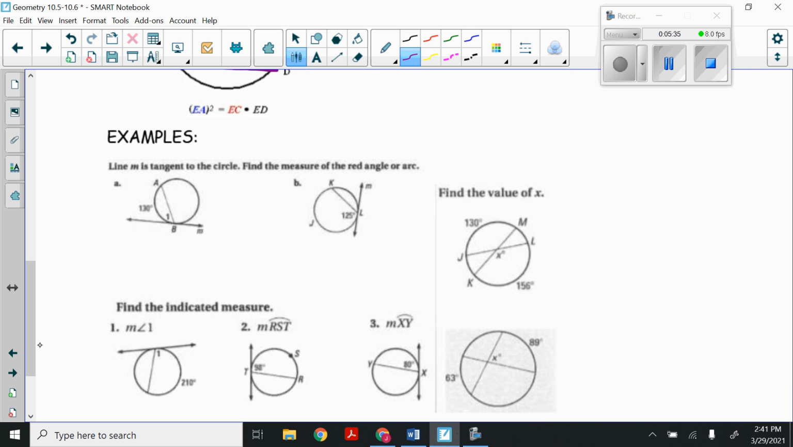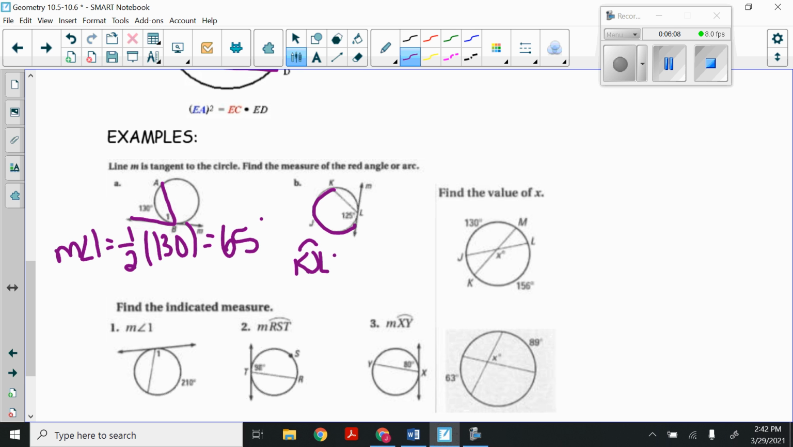So this first one, it tells me line M is tangent to the circle. Find the measure of the red angle or arc. This should be our red right here. And on this one, it's this. So on part A, we're finding angle 1. The measure of angle 1 is equal to, okay, this is just like what we were doing yesterday, half of that arc. Half of 130 is equal to 65 degrees. And so B, we're finding arc KJL. It's going to be 2 times that angle, 125, so 250 degrees.